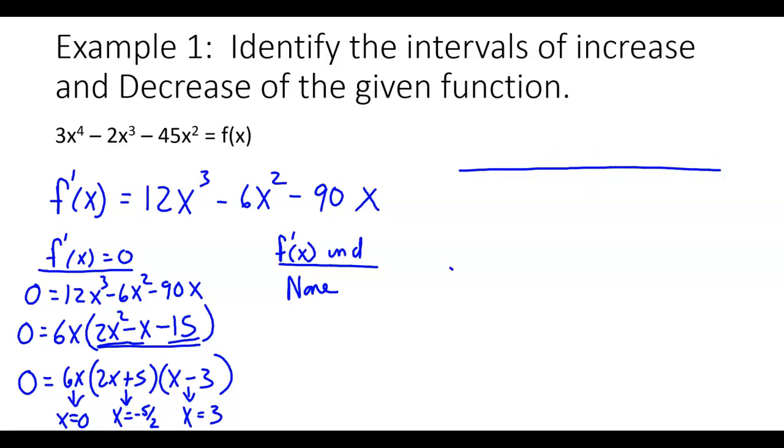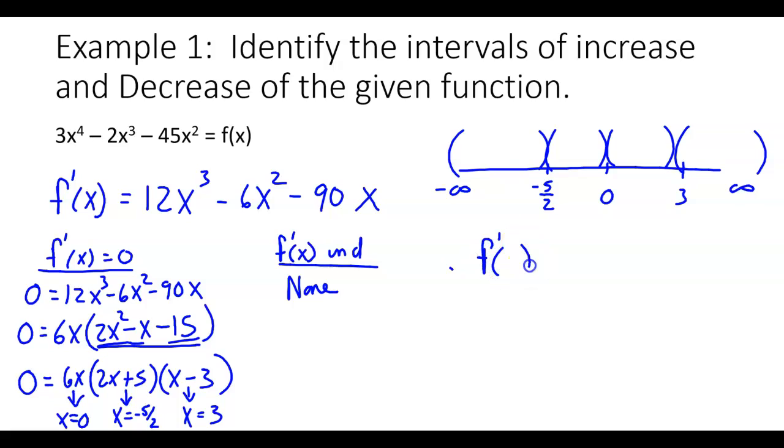You guys are noticing this is almost exactly like what we did yesterday, right? There will be some minor differences at the end, but for the most part it's really quite similar. So putting these critical values in order from least to greatest, we have those things. And it breaks it up for us into 4 intervals. And once again, we're going to take our derivative, and plug into our derivative a test number from each interval.